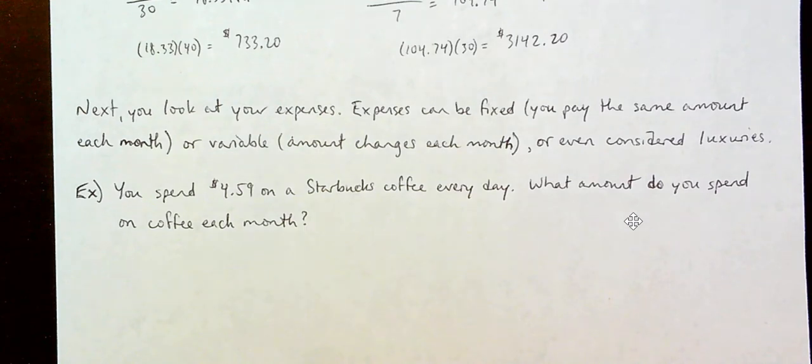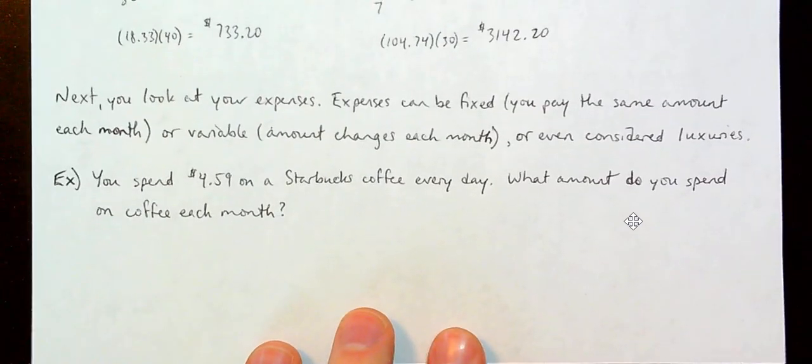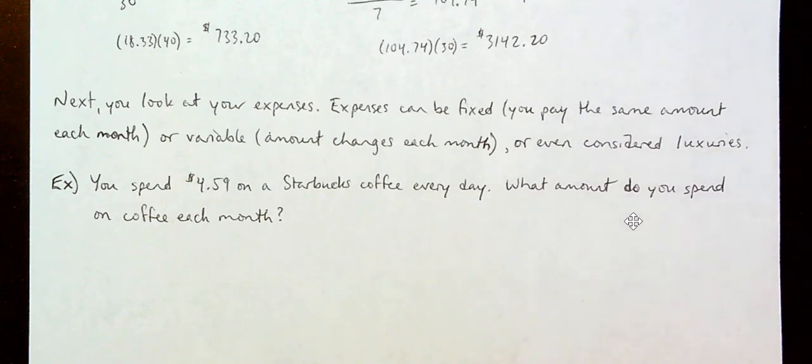So here's a couple sample problems looking at these expenses and calculating expenses and things like that. So suppose you spend $4.59 on a Starbucks coffee every day. What amount would you be spending on coffee each month?